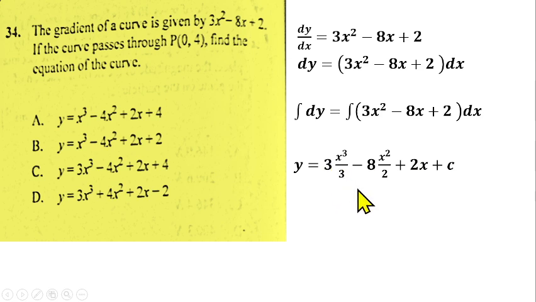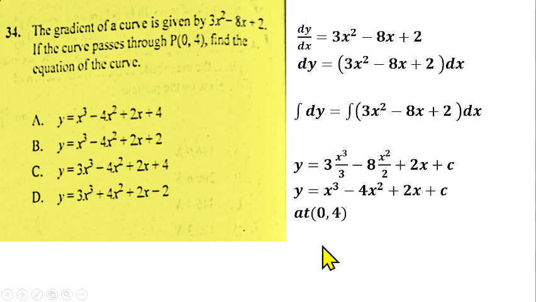Then the 3 will cancel the 3 here, and 2 will go into 8, which gives us 4. So you are left with y equals x cubed minus 4x squared plus 2x plus c. From there you can now find our c from the point P given to us. At that point given to us, our x is 0 and y is 4.